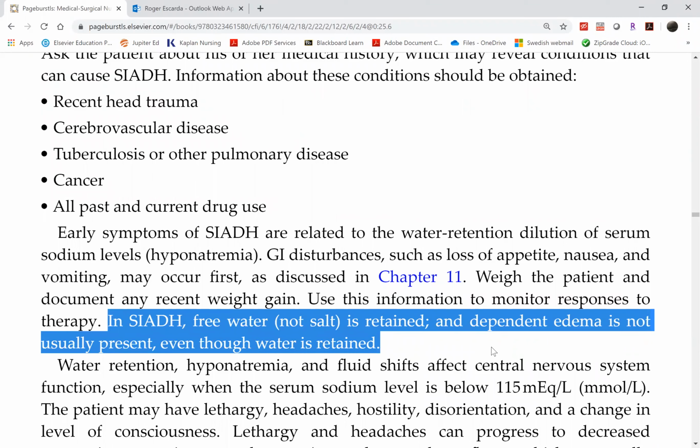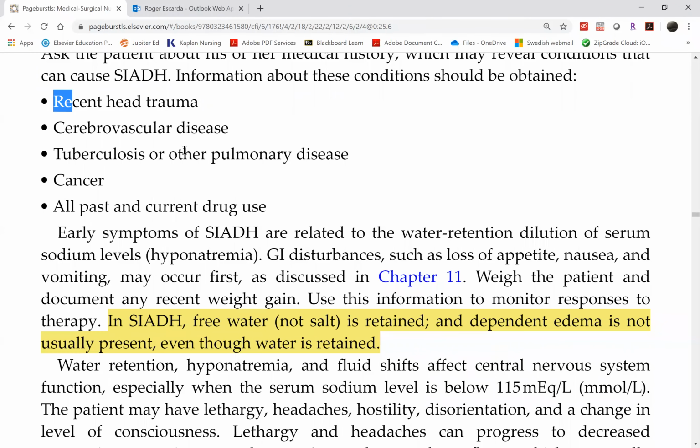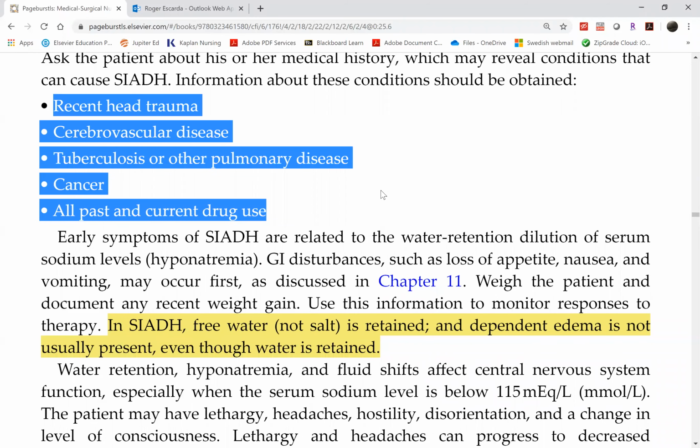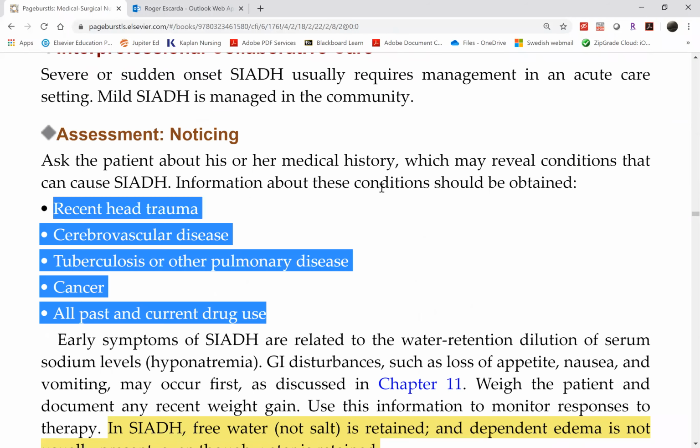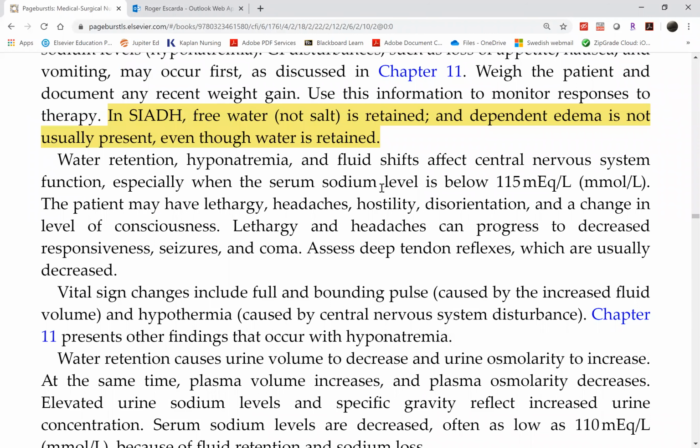However, since the patient in SIADH may develop heart failure because of the increased preload, then you will see dependent edema. But this dependent edema is not from SIADH. It is now resulting from heart failure, which is a complication of SIADH. I hope that makes sense. These are already mentioned in the table, Table 62-1 for the causes. Let's go now to signs and symptoms.